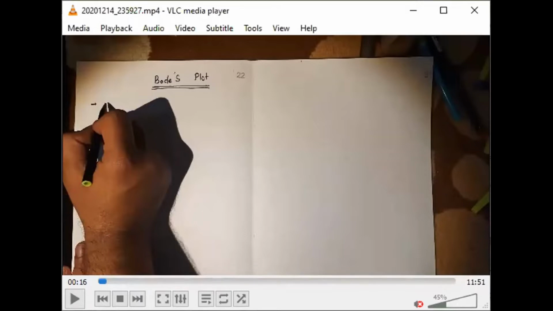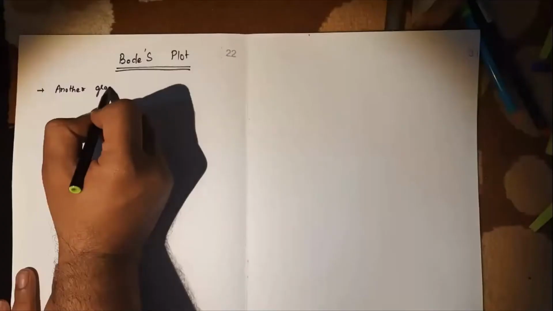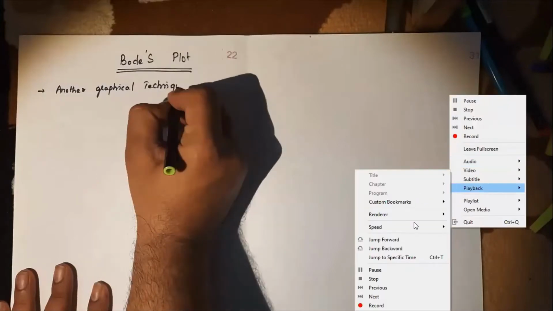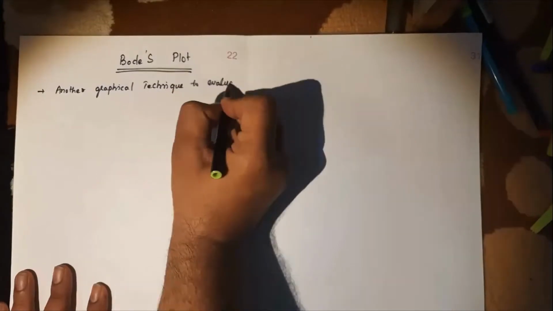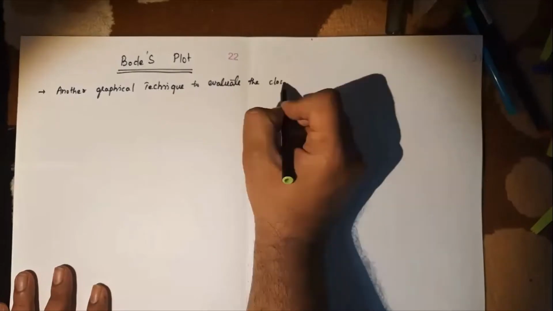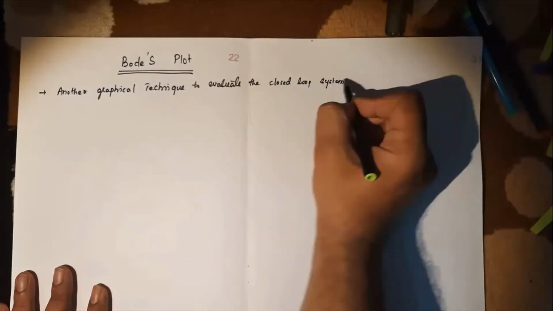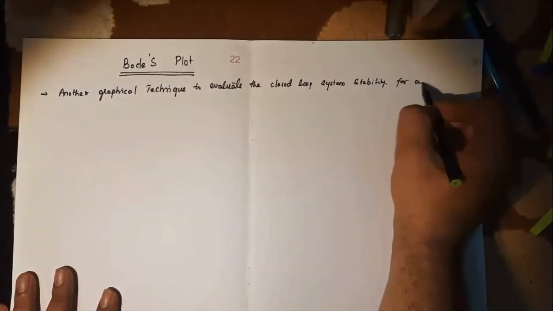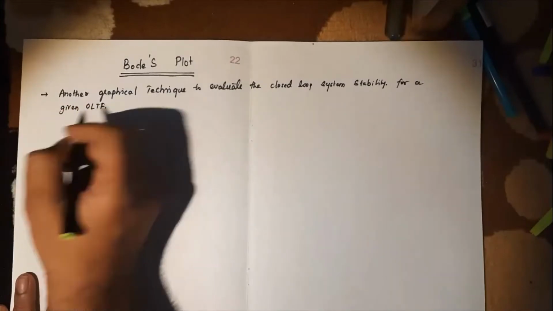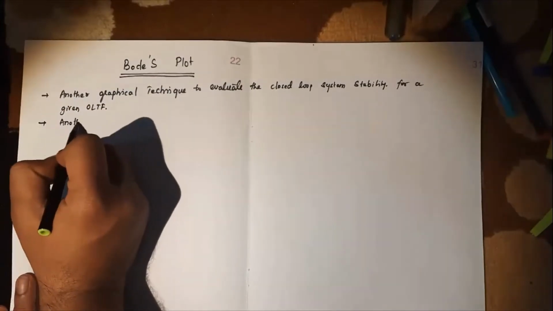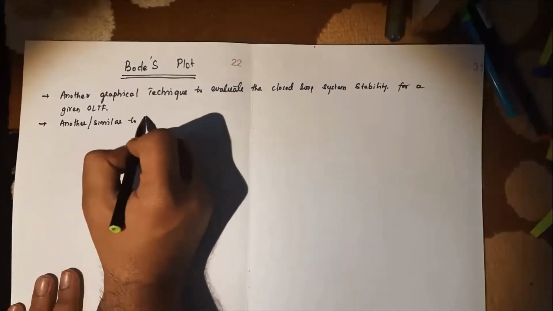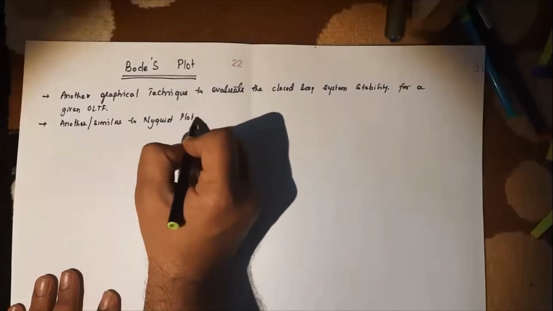Okay. Let us see what is Bode plot. So it's another graphical technique to evaluate the closed loop system stability for a given open loop transfer function. So the main objective remains the same. We need to evaluate the closed loop system stability for the given open loop transfer function.